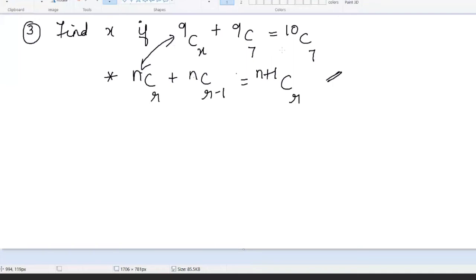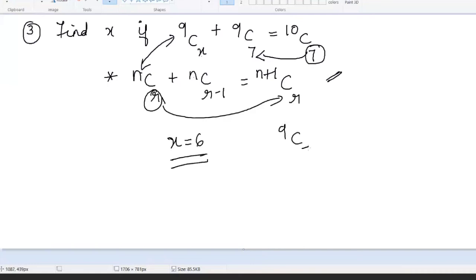Look here now. Whatever that R was, the same R should be present here. If you have that R as 7, then this number should be 1 less than that, no? Then only this formula is satisfied. So here, x is equal to 6, because 9C7 plus 9C6 is of the form NCR plus NC(R minus 1), which is N plus 1 CR. N plus 1 is 9 plus 1, which is 10, C7. So this matches. Hope you have understood. Here x is equal to 6. Is that clear?